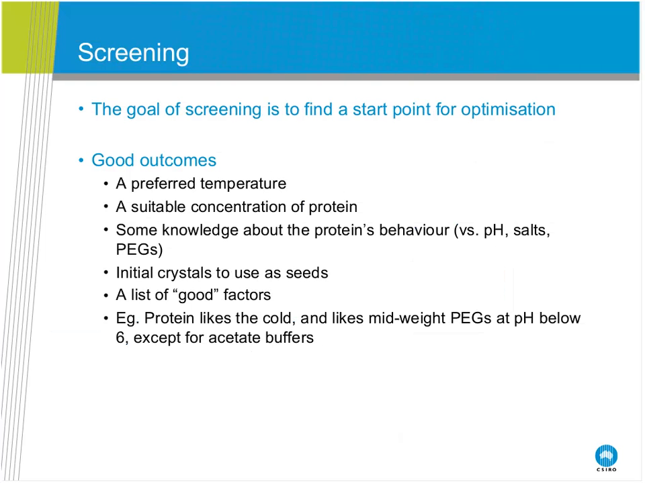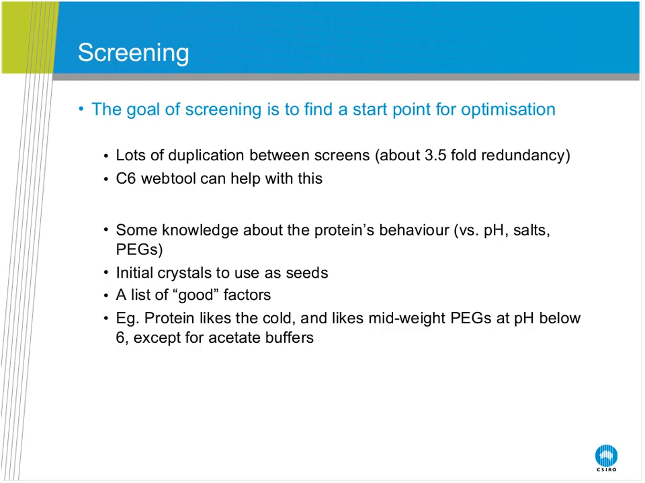So a good outcome from a screening experiment is to find out what temperature the protein prefers, what is the suitable concentration to try, some knowledge about the protein's preferences in terms of precipitants, whether it prefers salts versus PEGs. If you can get some initial crystals to use as seeds, that would be fabulous. A list of things which seem to positively affect crystallization. So if you've got something that says, my protein really does prefer to be at 20 degrees, it likes higher salt and it prefers low pH, that's a really good start out of your screening.